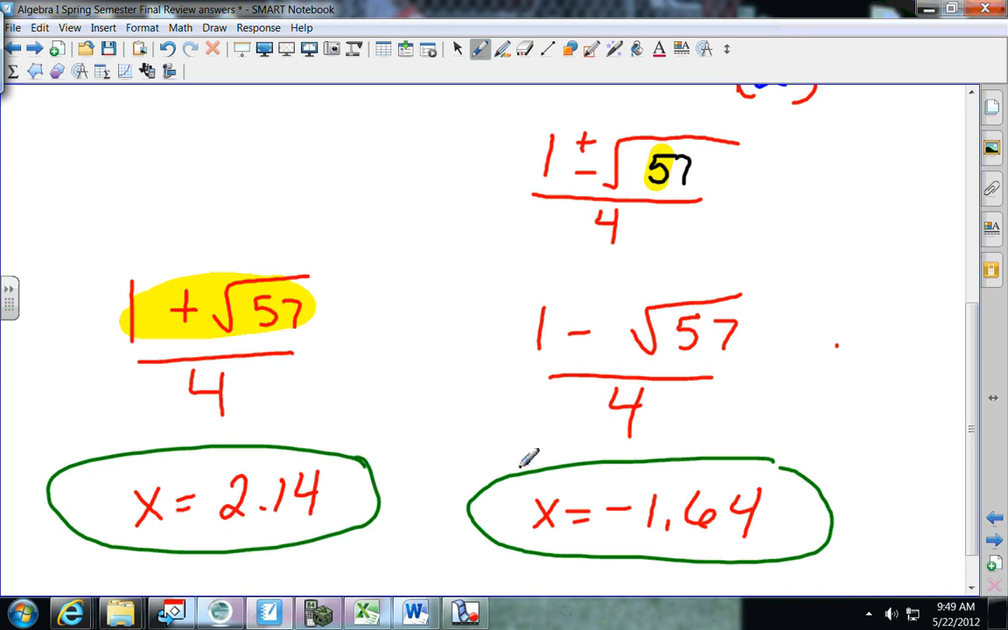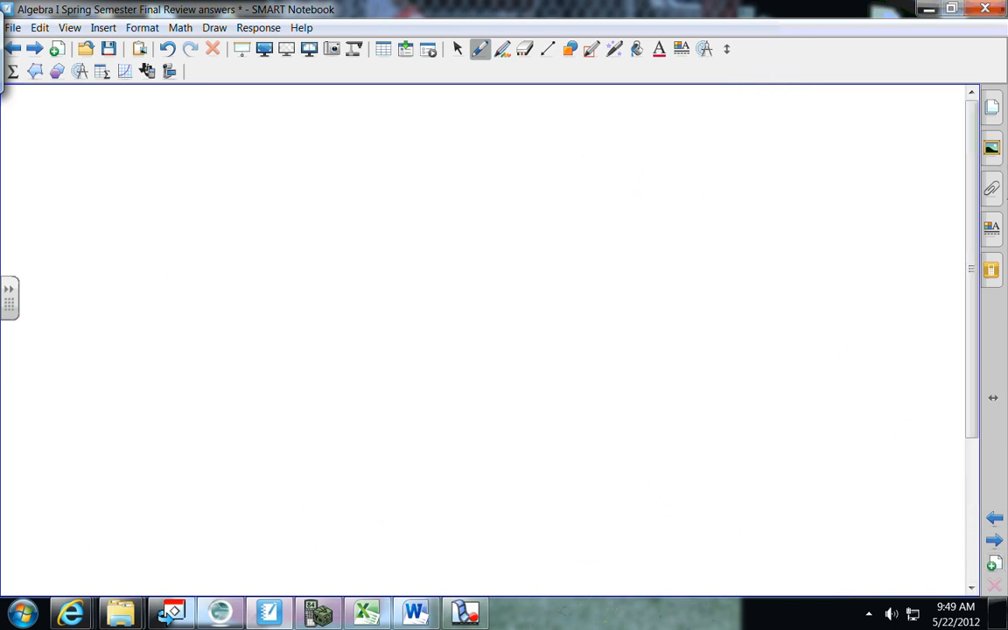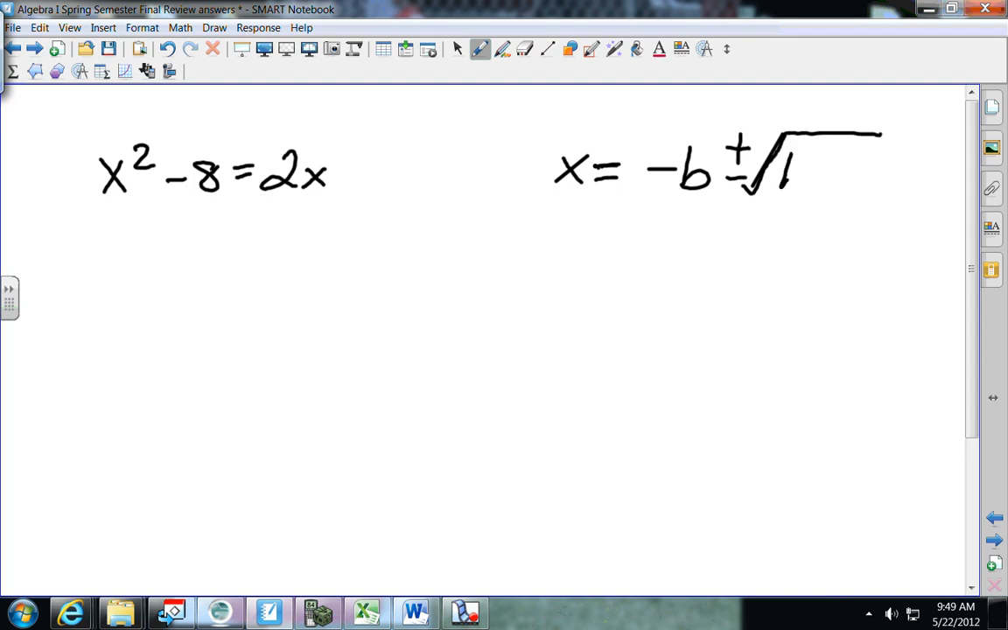Next that it wanted you to do, the problem was x squared minus 8 equals 2x. The formula: negative b plus or minus the square root of b squared minus 4ac all over 2a. All right, go ahead and take a minute and solve this one, please.